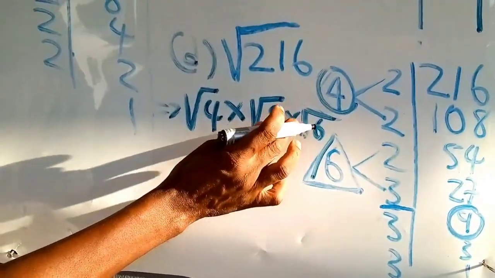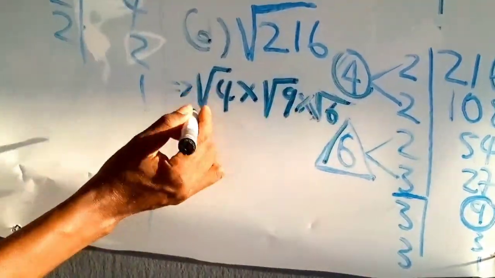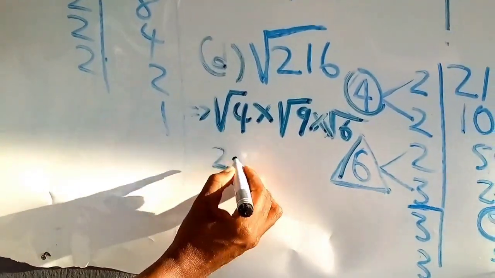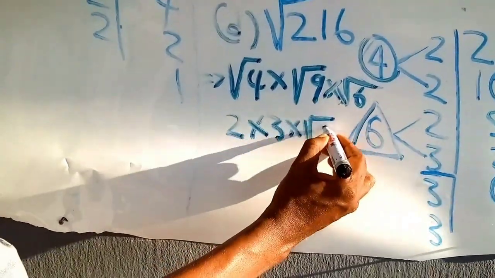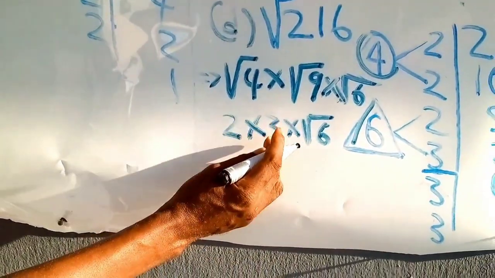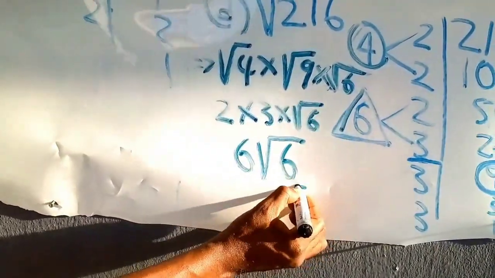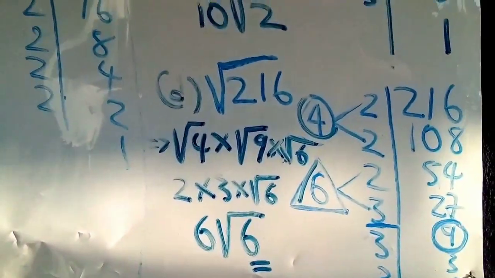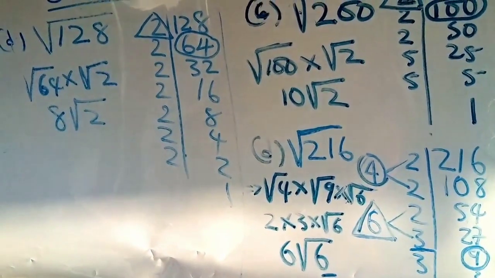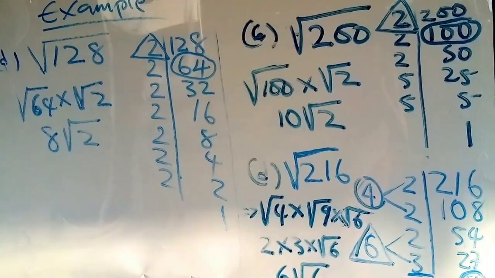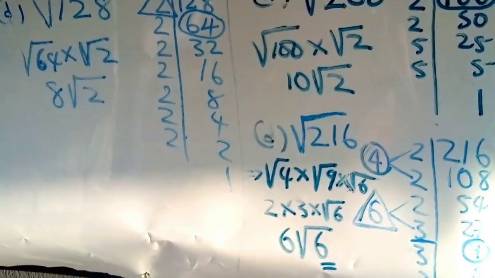Then this thing now will give me, root of 4 is what? 2. Times, root of 9 is what? 3. And then times what? Root 6. So finally my answer is 2 times 3, which is 6. So my answer is 6 root 6. Finish. So it doesn't matter if you follow this procedure, no matter how poor academically you are, you can wriggle out of it. It's a promise.